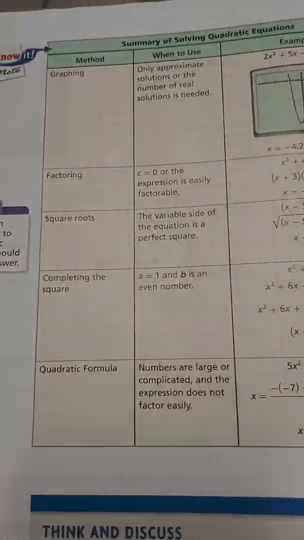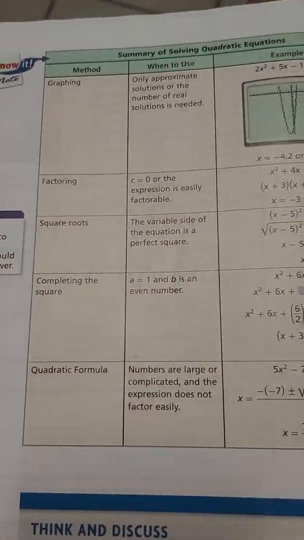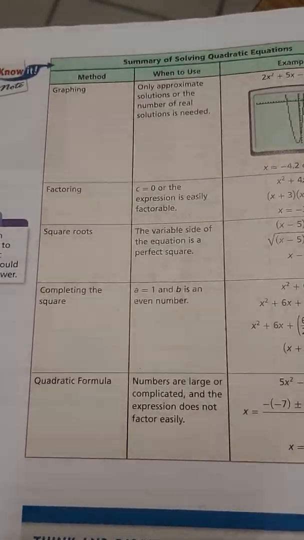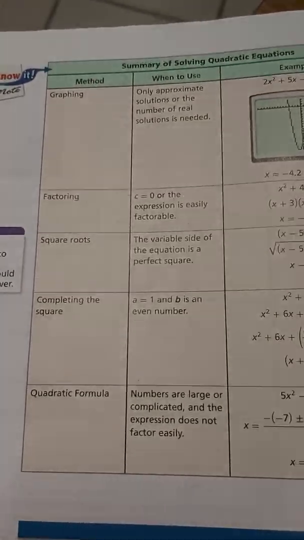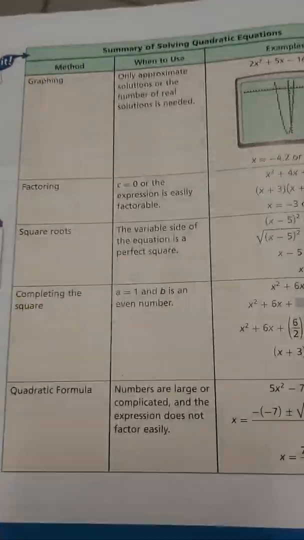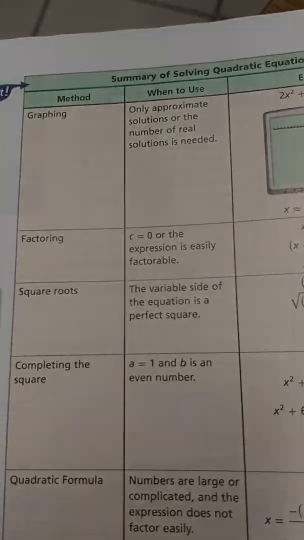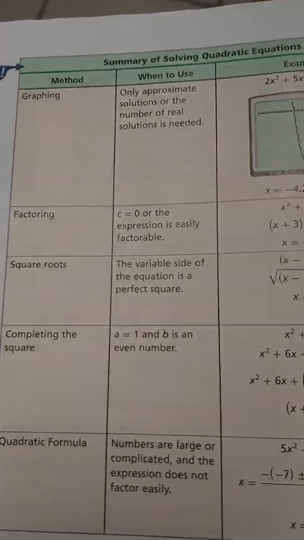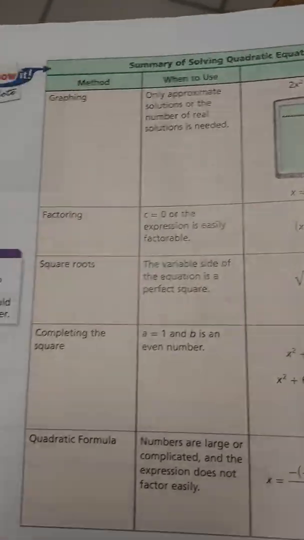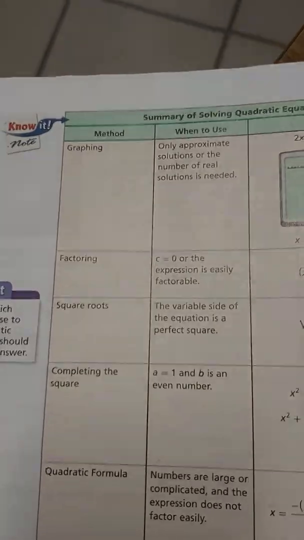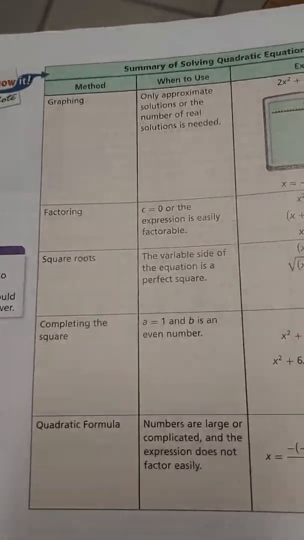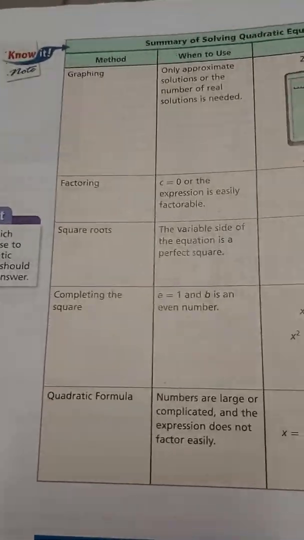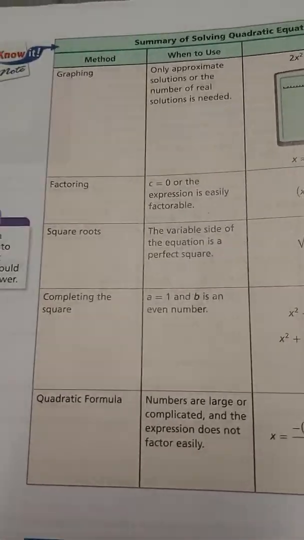Factoring. When are we going to use factoring? When c equals 0 or the expression is easily factorable. That means also sometimes we're going to be using factoring. When can you solve quadratic equations by square roots? When the variable side of the equation is a perfect square. When does that happen? Sometimes. Completing the square. When are we going to use completing the square? When a equals 1 and b is an even number.